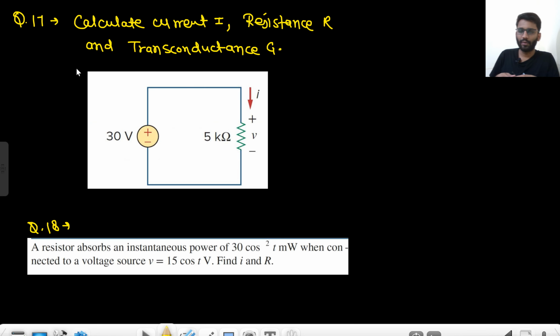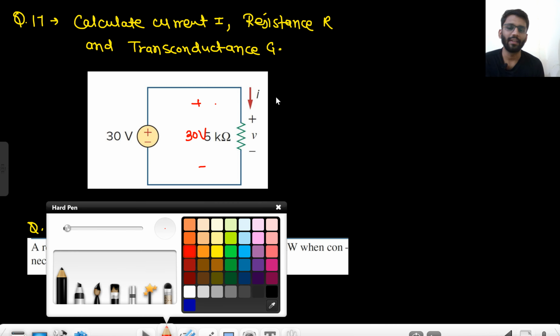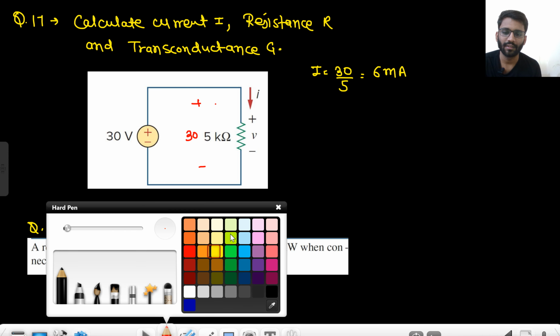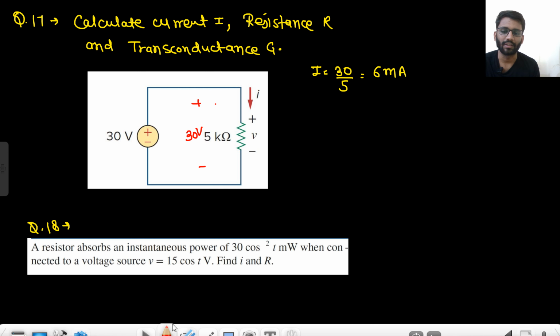Now moving on to this question, you have to calculate the value of current I, the resistance R, and the transconductance. Okay, so how will you calculate? This 30 volt will completely come across this 5 kilo ohm resistance, so what will be the value of I? I is flowing from higher potential to lower potential. So I is 30 by 5. That means 6 milliampere. Why milliampere? Because there is kilo ohm there. And this is volt only, so no worry about it. So 30 by 5 kilo ohm means 6 milliampere.